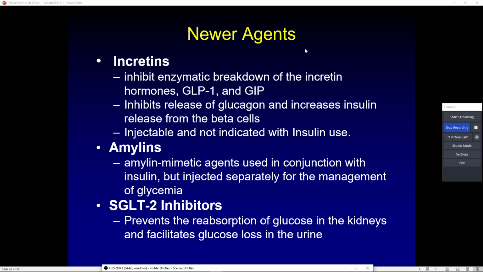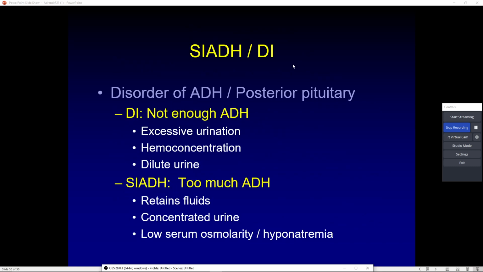We have amylins, okay? These are used in conjunction with insulin, but they are injected separately, and they manage hyperglycemic states. We have SGLT2 inhibitors. These prevent reabsorption of glucose in the kidneys, and we actually end up increasing glucose output in the urine. So we've already talked about these and even tested on these, so I'm not going to go over these again. I'm just going to remind you what they are.